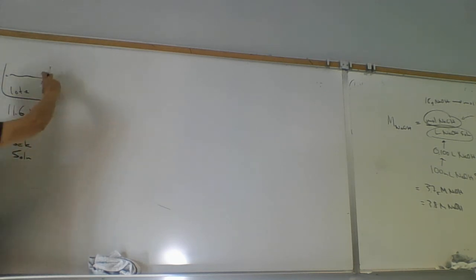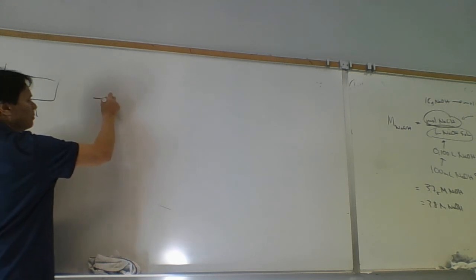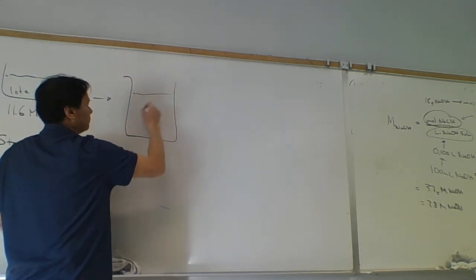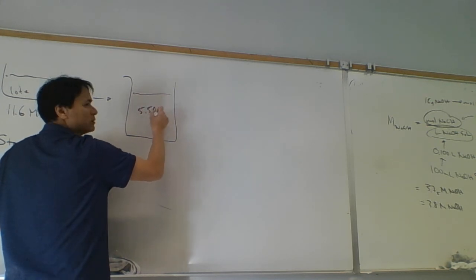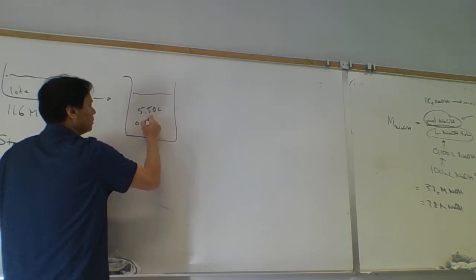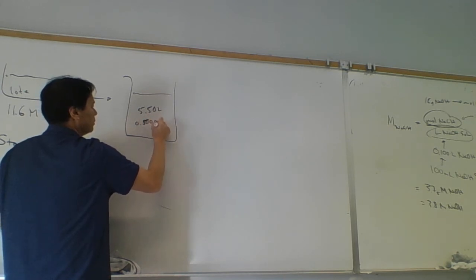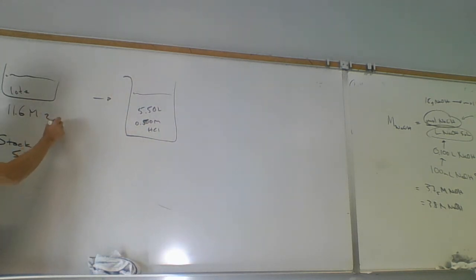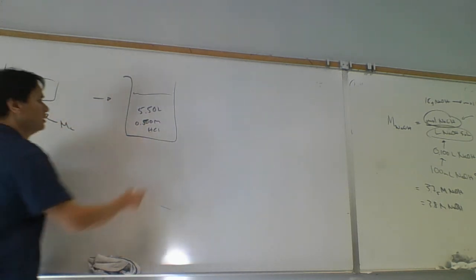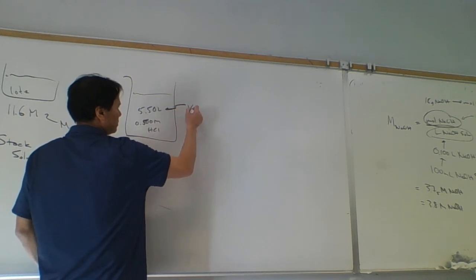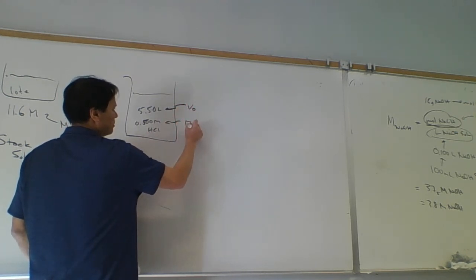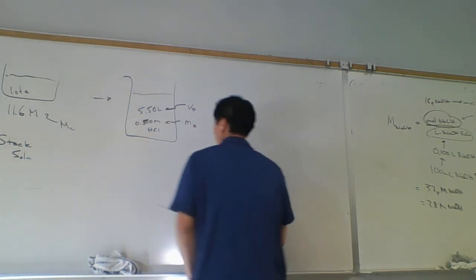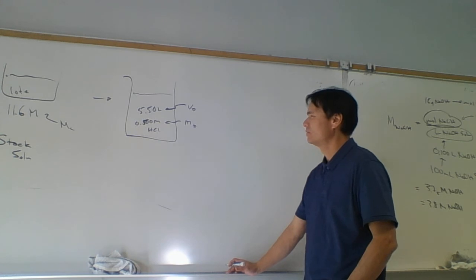What we're going to use is just a little bit of this stock solution, because what we want to make is 5.50 liters of 0.500 molar HCl. And so what do we know here? Well, we know that this is M sub C, the molarity of the concentrated. We know that this is V sub D, the volume of the dilute, and M sub D, the molarity of the dilute.